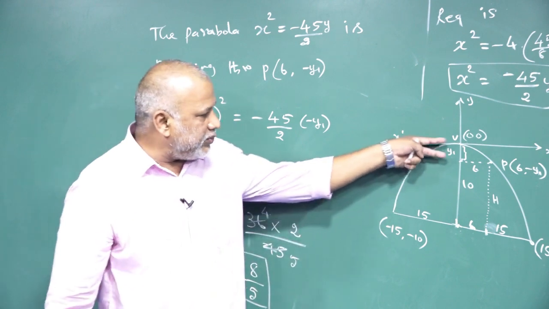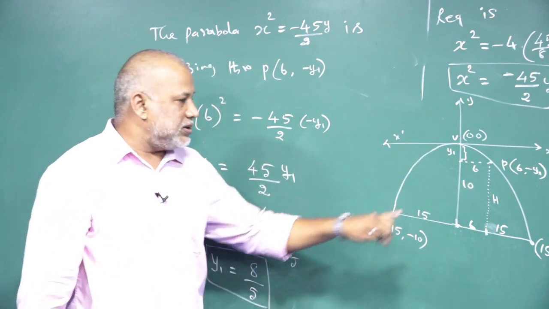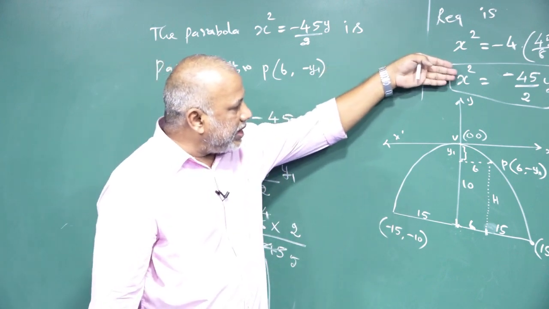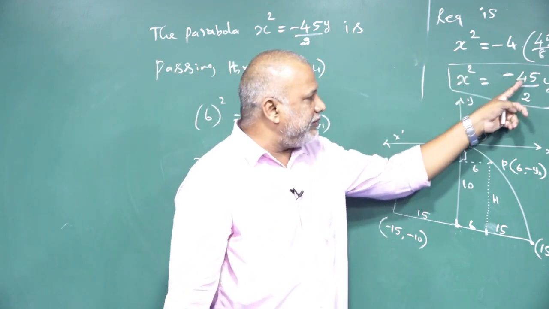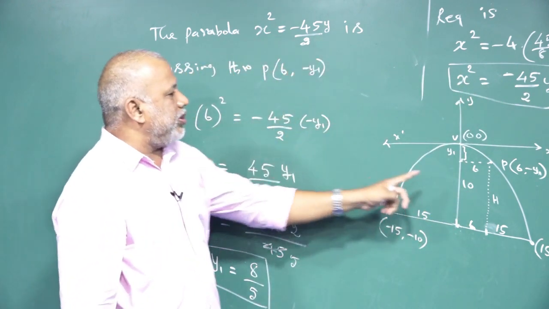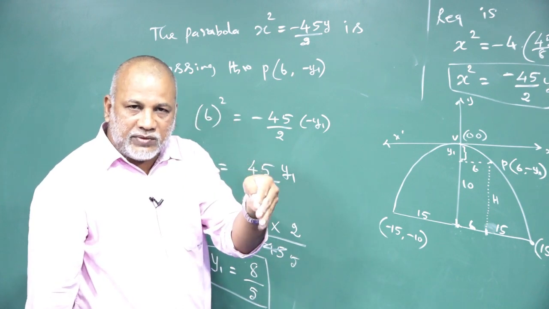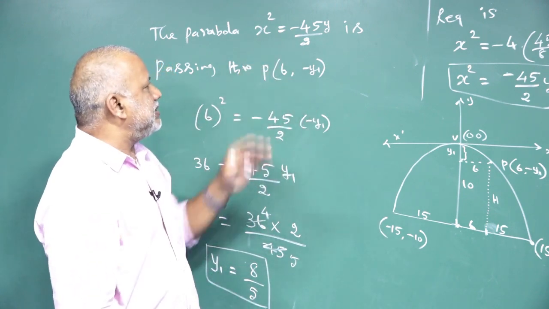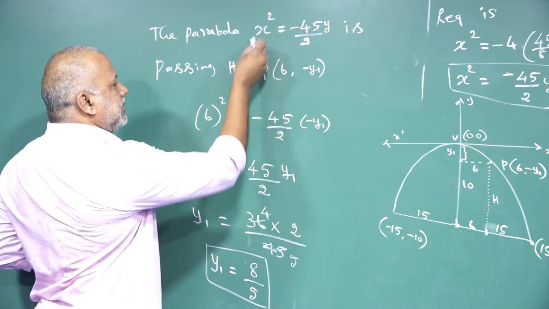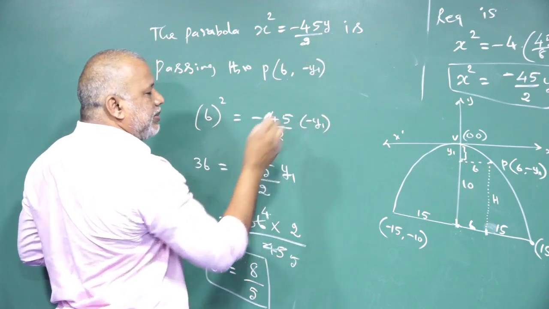This is the value of y1. I want to find the height of the bridge. See, once again, this parabola x squared equal to minus 45y divided by 2 passes through the point P of 6 comma minus y1. A particular equation passing through a point, we can replace x comma y here. X is replaced by 6 squared equals minus 45 divided by 2. Y is replaced by minus y.